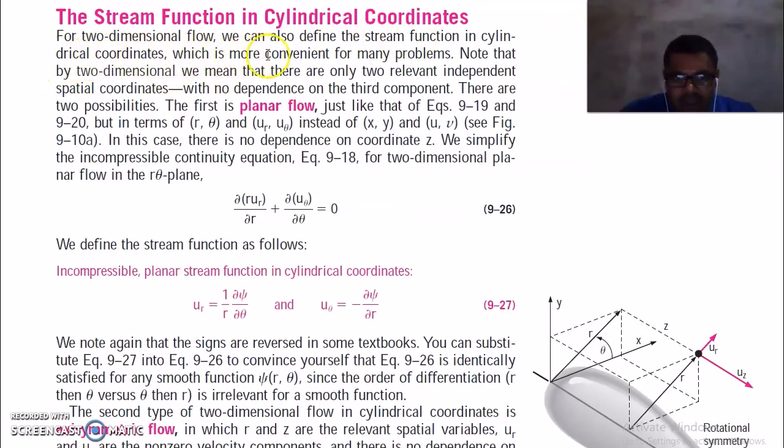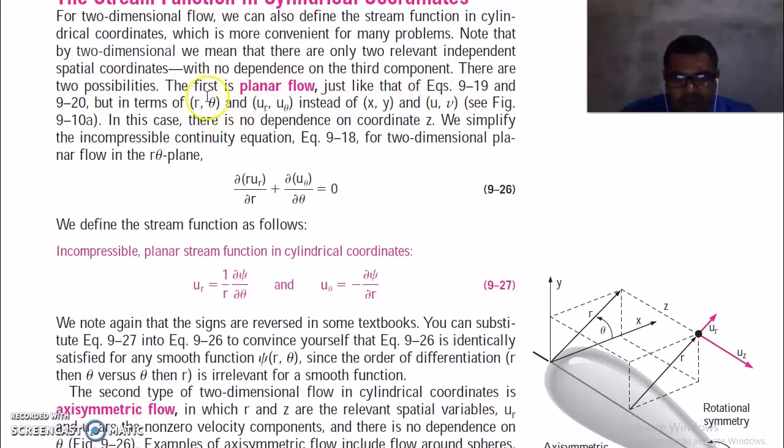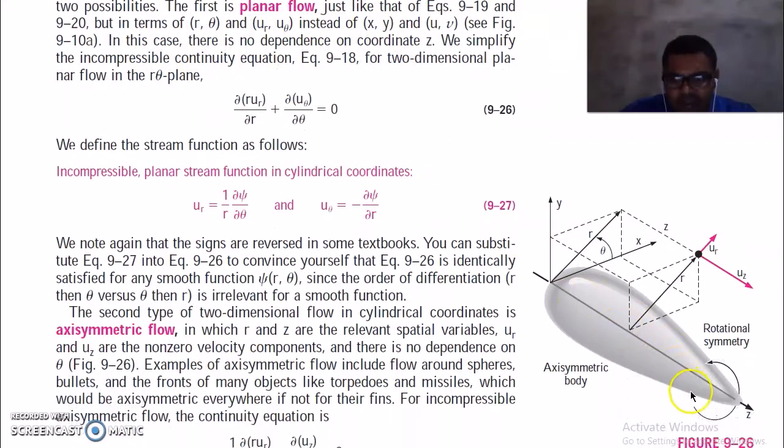For two-dimensional flow, we can also define the stream function in cylindrical coordinates, which is more convenient for many problems. Note that by two-dimensional we mean that there are only two relevant independent spatial coordinates with no dependence on the third component. The first is planar flow, just like in the previous equation. You can see here this is your axisymmetric body, so this is your rotational symmetry. This is the r radial direction. It can be defined in terms of x, or in terms of y, or in terms of theta also.